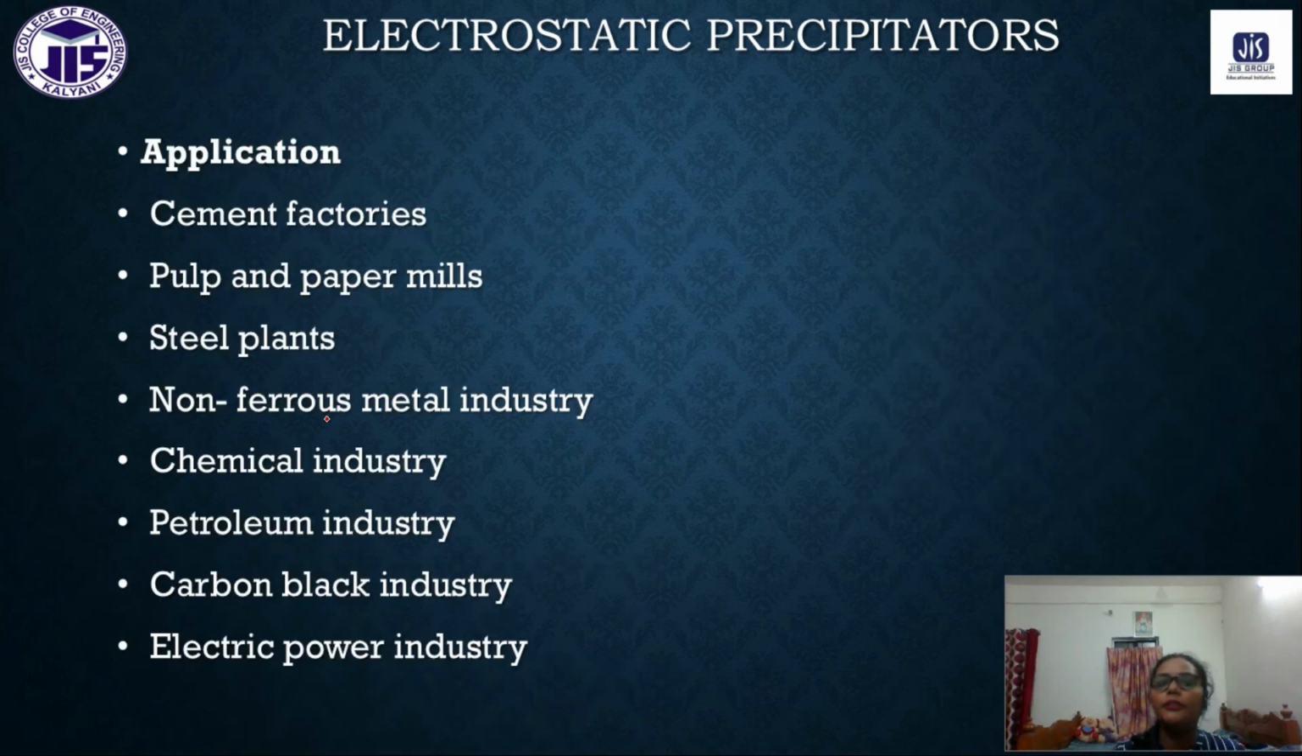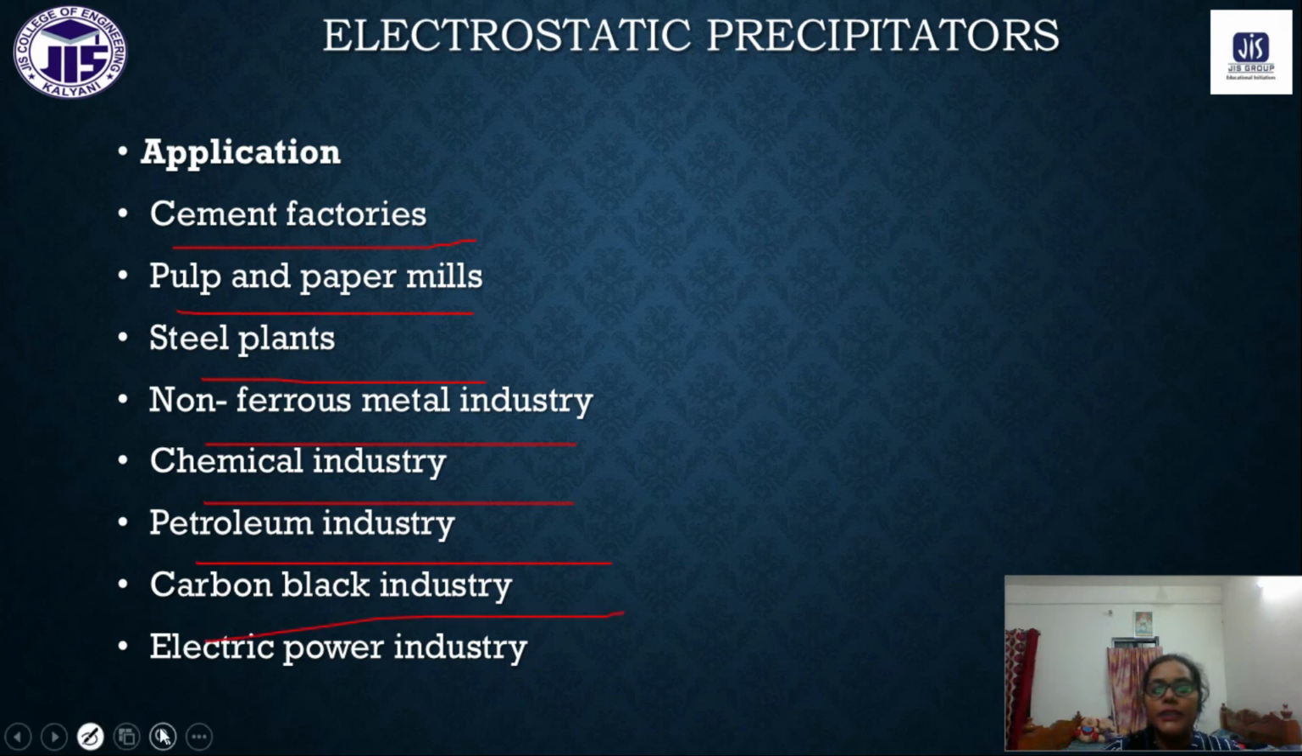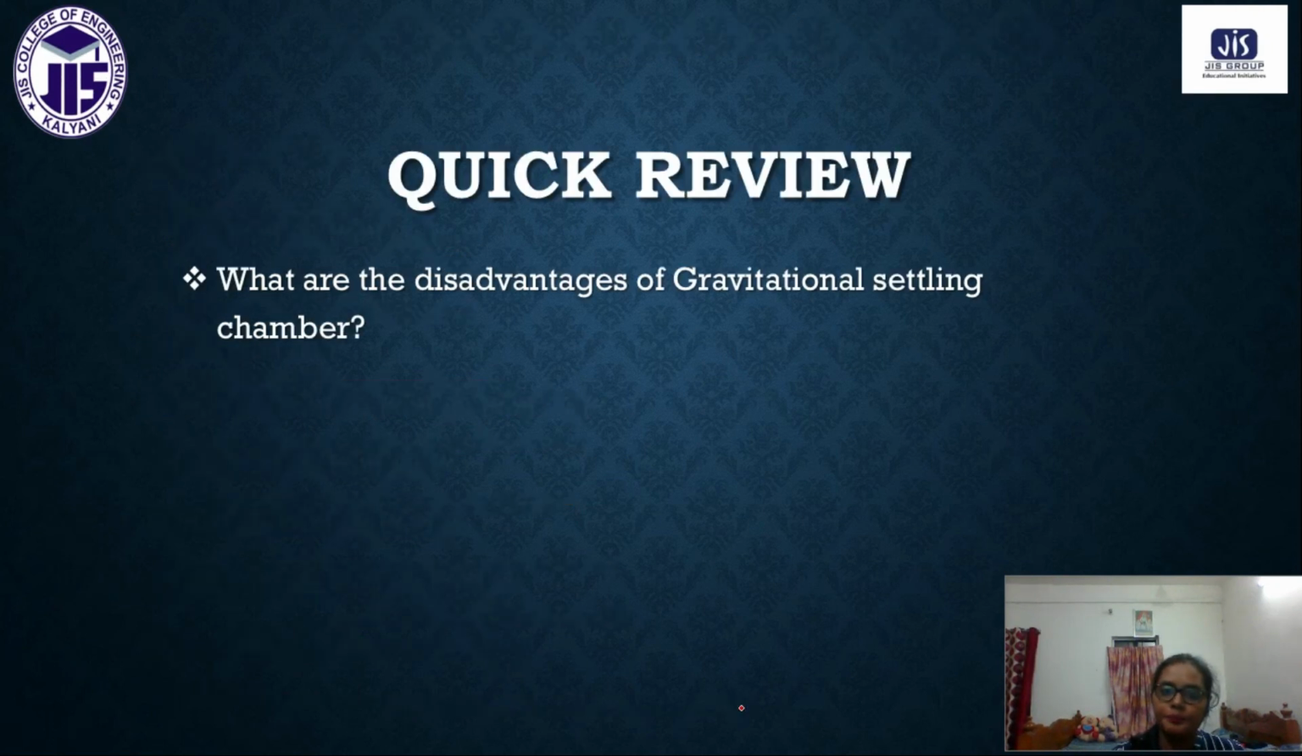So where are we generally using it? In the cement industry, cement factories, the pulp and paper mills, steel plants, non-ferrous metal industry, chemical industry, petroleum industry, the carbon black industry, or electric power industry. All these industries use the electrostatic precipitator to clean the air that they emit from the industry. Okay, so this is all about today's topic.